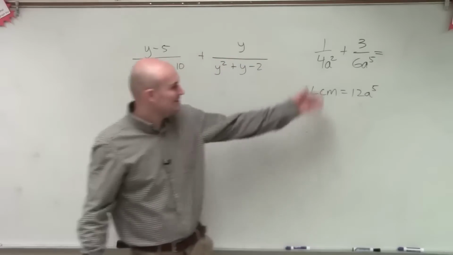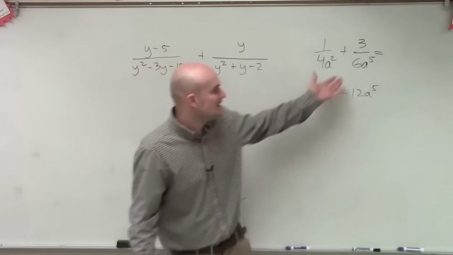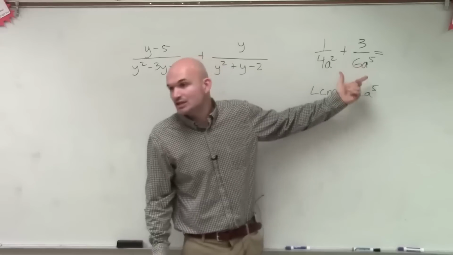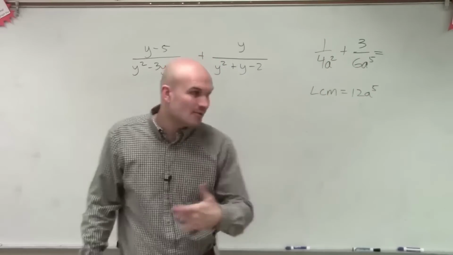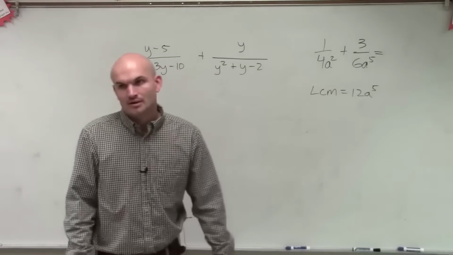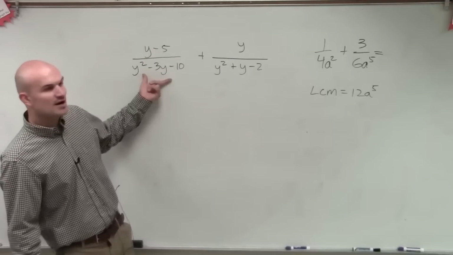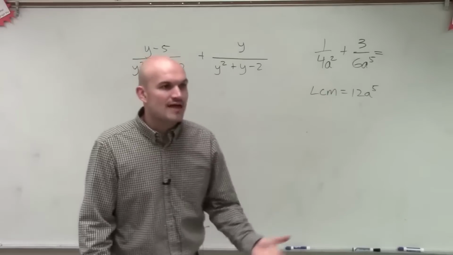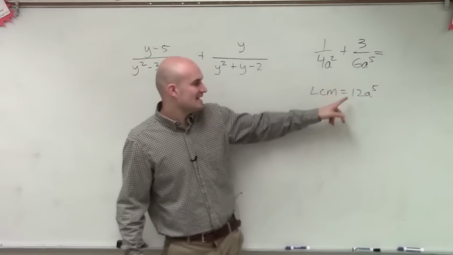It's pretty basic when you just have numbers and variables that are multiplied by each other. You just take the largest number that you multiply to get your numbers, and the largest exponent, and that's your LCM. But now we're coming to a problem where we have a trinomial and another trinomial. The LCM in this case is 12.